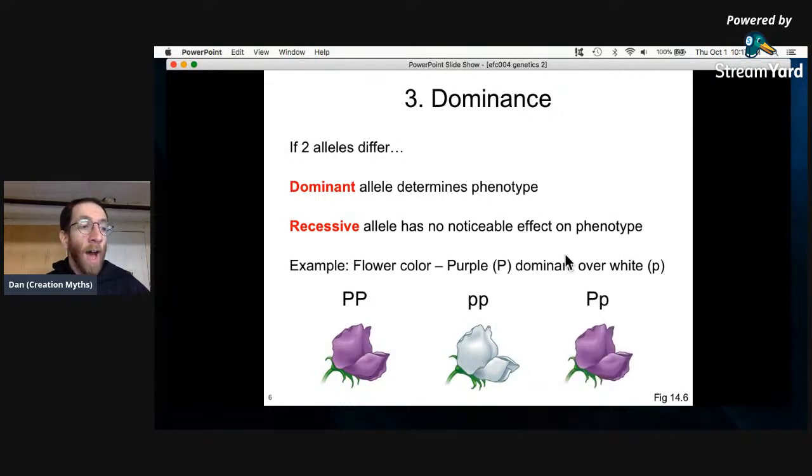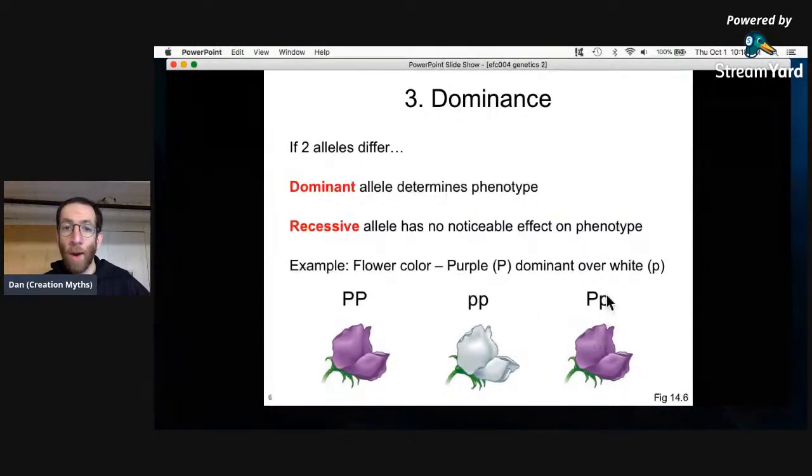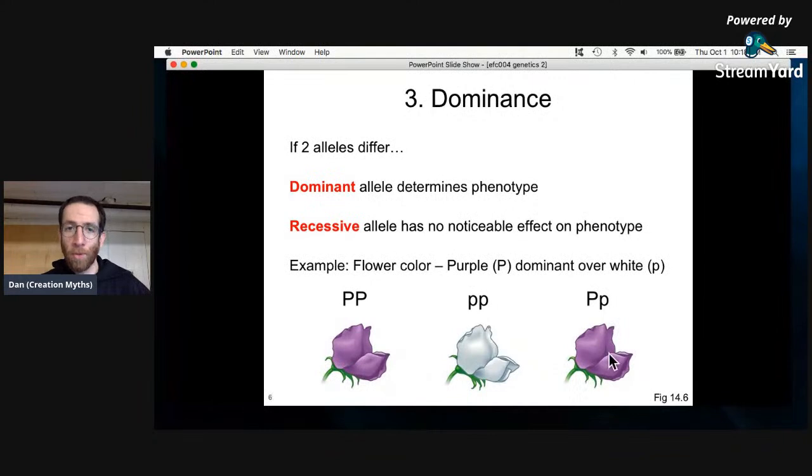When you have a flower that is heterozygous, it's got one dominant allele and one recessive allele. The dominant allele is going to determine the phenotype, and the recessive allele is going to be covered up by the presence of that dominant allele. So this heterozygous flower for flower color is going to be purple. It's going to have the dominant phenotype. So if you're looking at a purple flower, you don't know what its genotype is. You don't know what alleles are present. You know there is at least one dominant allele, but you don't know if it's homozygous or heterozygous.